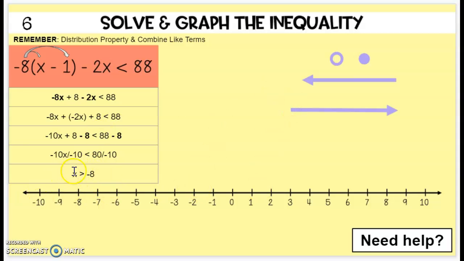And because our variable's on the left side, the sign is now showing you which way that arrow should be pointing. So I guess I walked through this a little bit more than I wanted to, but I wanted to make sure that you understood all those different steps that were available to you.